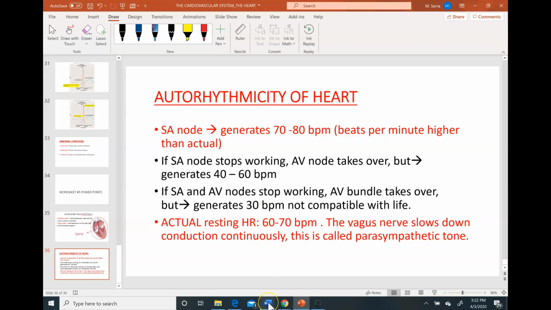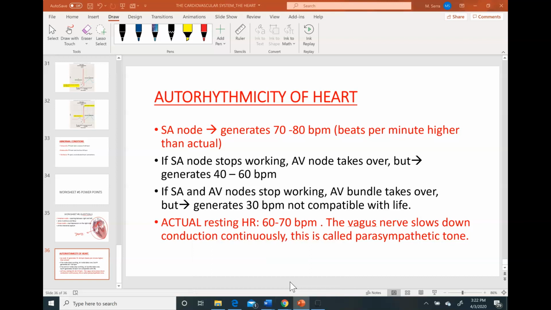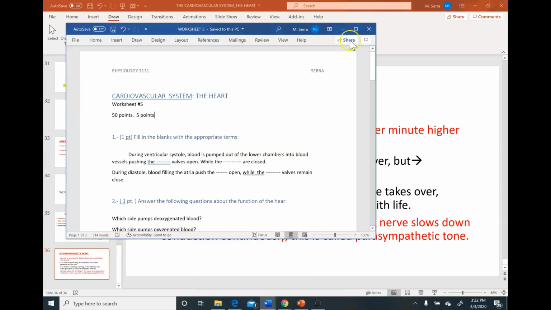Let's see. I'm going to go ahead and open something else here real quick, if it'll allow me to do that. Second. Perfect. Okay.